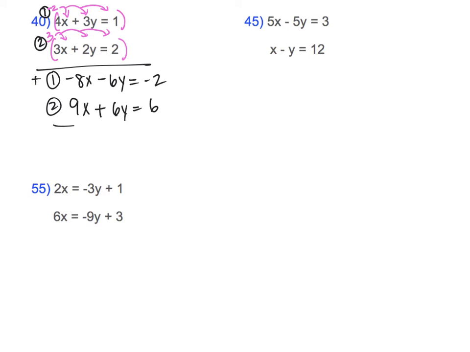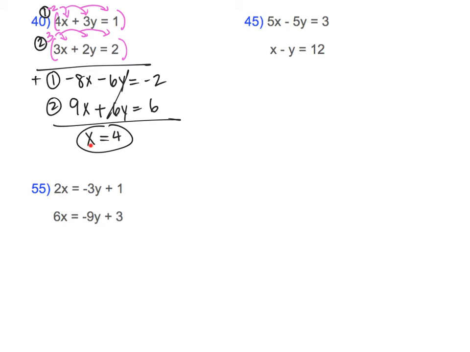And then I'm going to add these two equations. So the y's cancel because they're opposite signs and same coefficient. And then if I take the -8 and add it with +9, that gives me a 1x, or just an x. And then this side here, -2 plus 6, actually gives me a +4. And so I found my x, which is great. So now that I have x, I can go find my y.